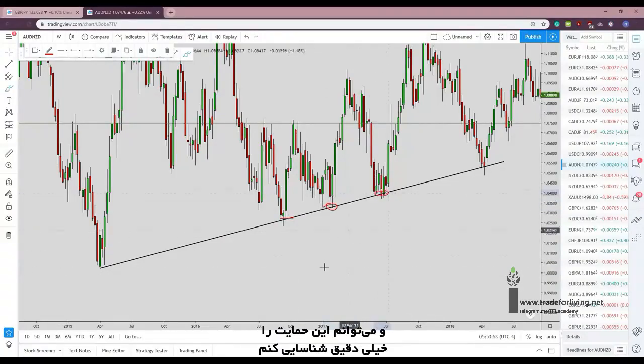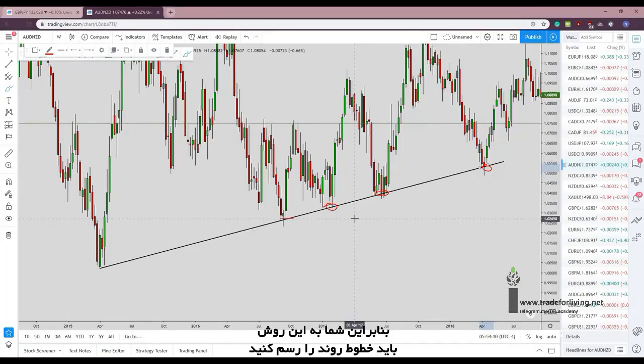And if I had done it the way I showed you before, like most traders do, this would have been almost impossible to do. So this is how you're supposed to use the trend lines.